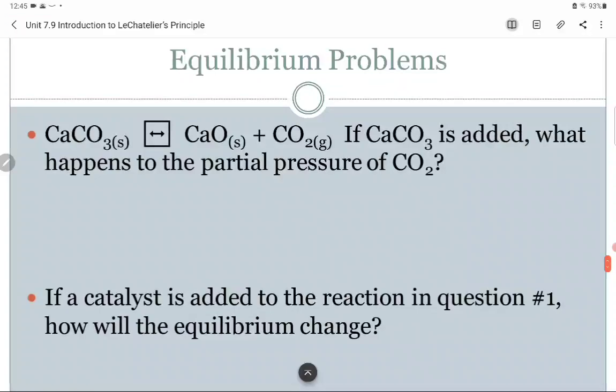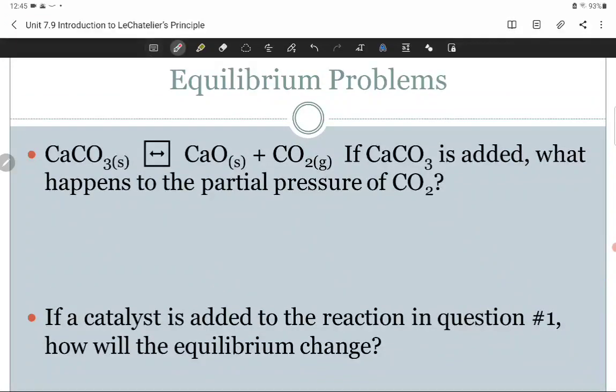Okay, we have a decomposition reaction here. You add calcium carbonate. It's a solid, and solids aren't in the equilibrium expression or in the reaction quotient expression. They have no effect on this reaction, they just have to be there. So no change. Catalyst, it just gets you to equilibrium faster, so it would have no change at the new equilibrium for any item in this reaction.